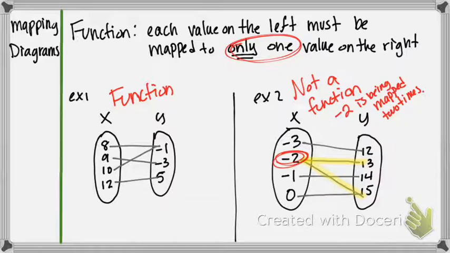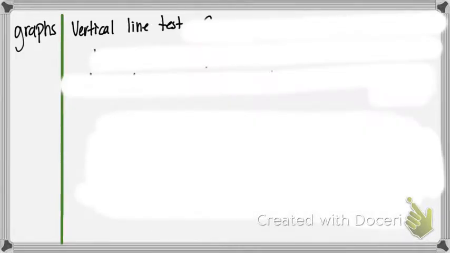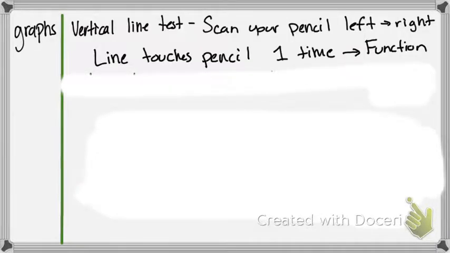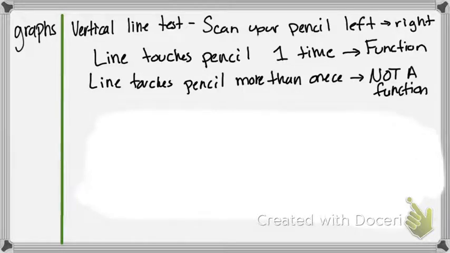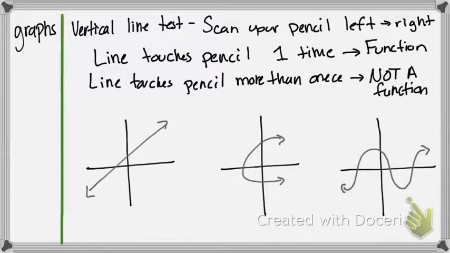And that's mapping. The last one is the graphs. And for the graphs, this one's a little bit different too. You're going to do what's called a vertical line test. You're going to get your pencil and go left to right. If the line touches your pencil one time, it's a function. If the line touches your pencil more than once, it is not a function. And so this is what you're going to do.